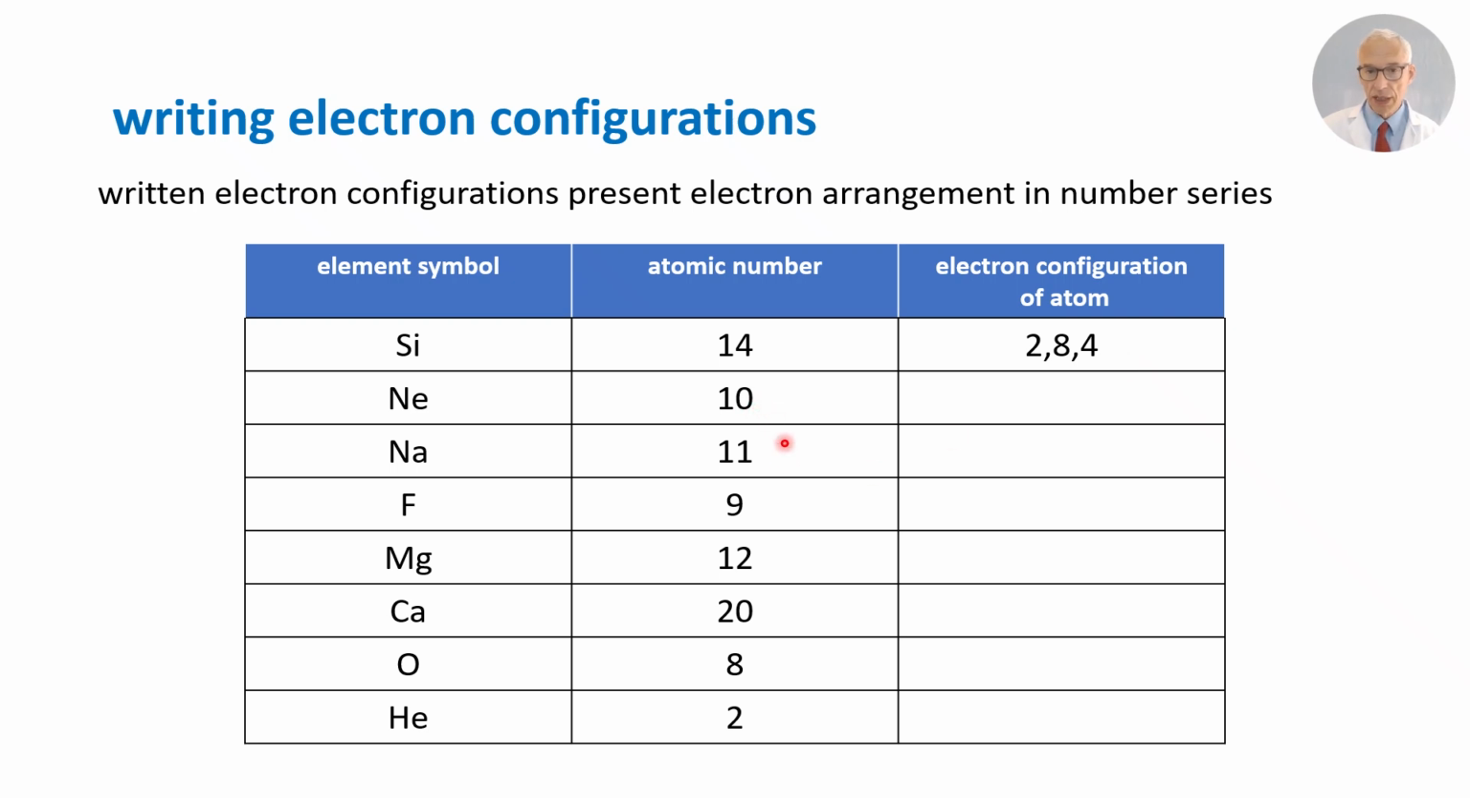So neon, sodium, fluorine, magnesium, calcium, oxygen, and helium. Stop the class. Can you write electron configurations for those atoms? Come back to check when you are ready.